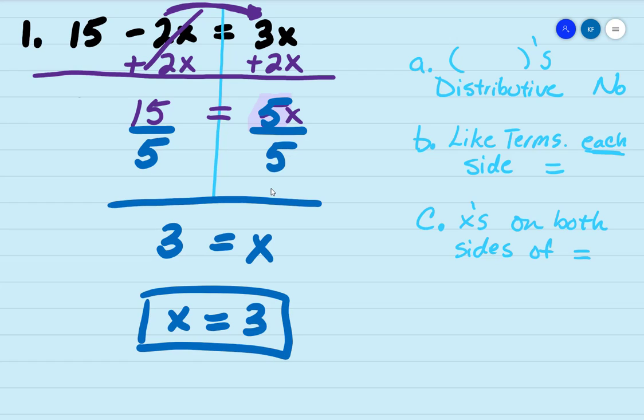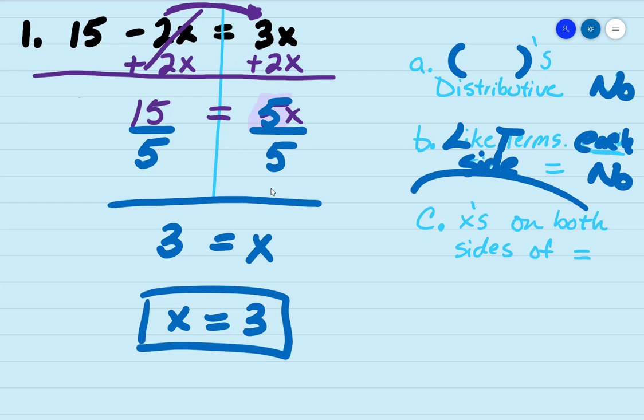Okay, let's go back and review. So what are you doing? You're checking for parentheses. That's a no. You're checking for like terms on each side. That was no. This time you have variables across the equal sign. Okay, so that's the first problem.